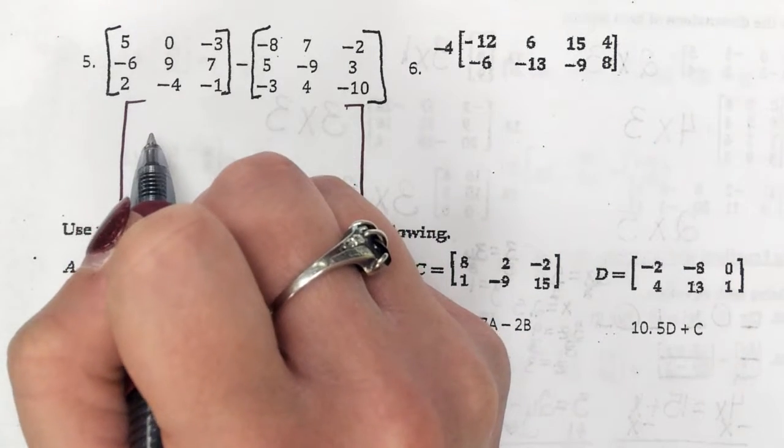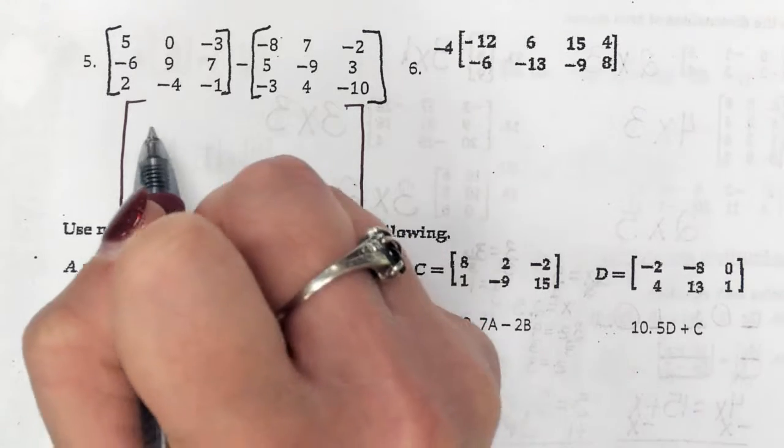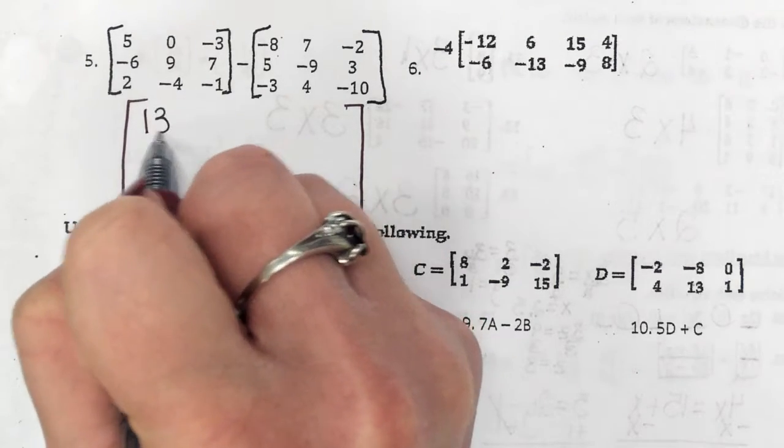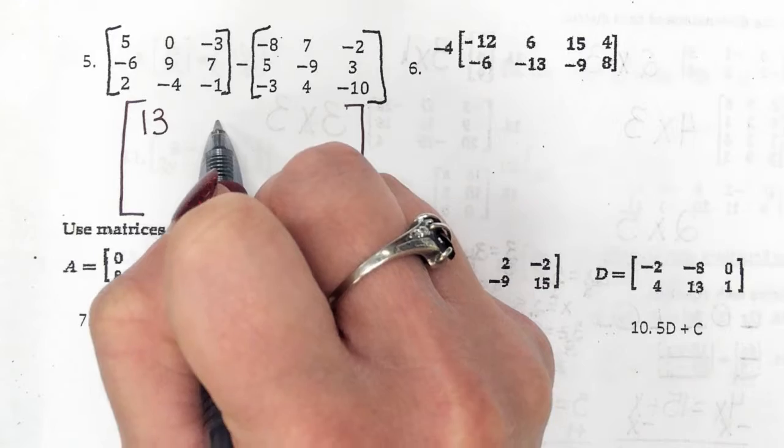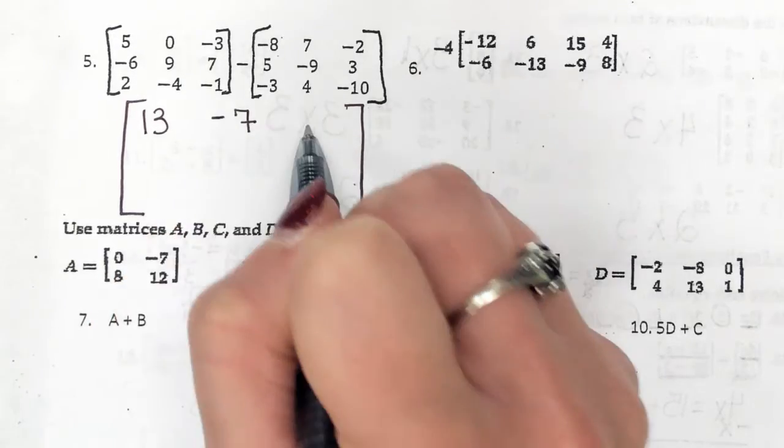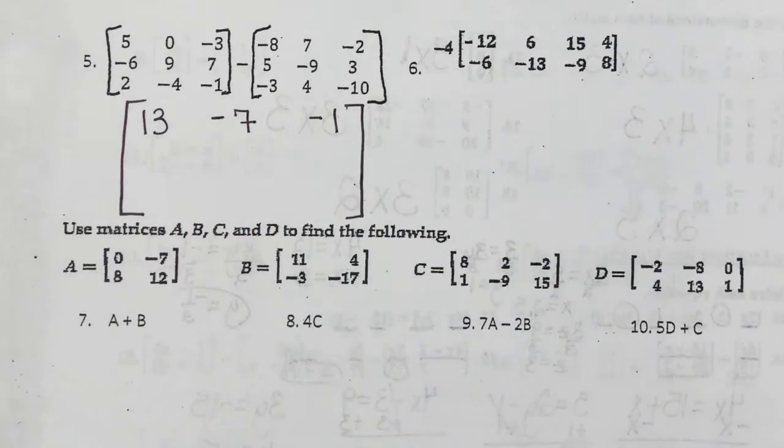All right, just your top row. Just your top row. What'd you get? 13 and what? Perfect. Very good job, guys. All right, keep going. Some of us are still working.